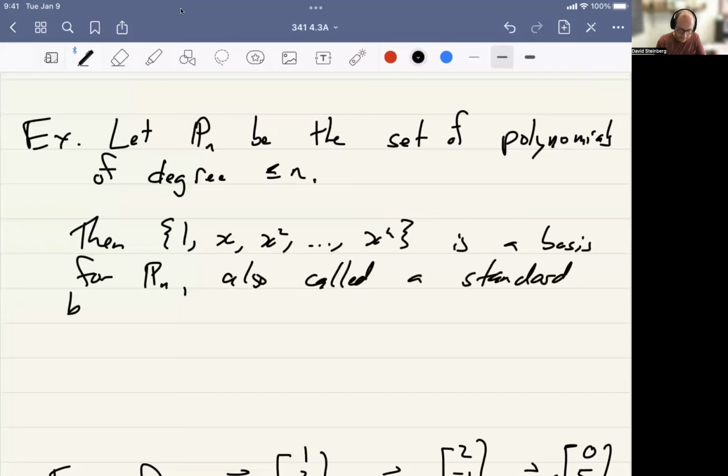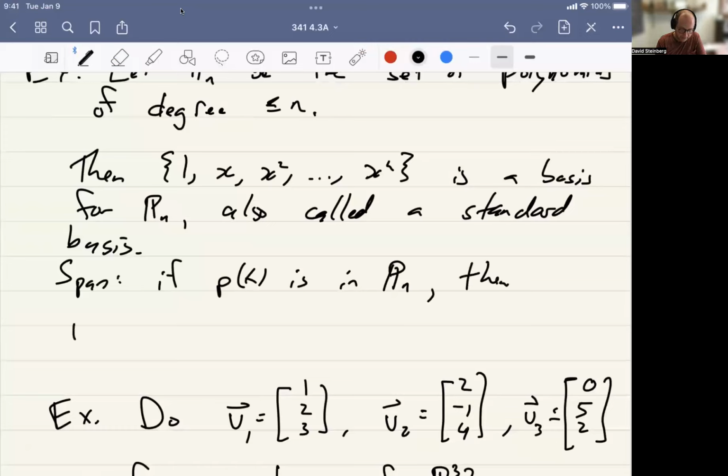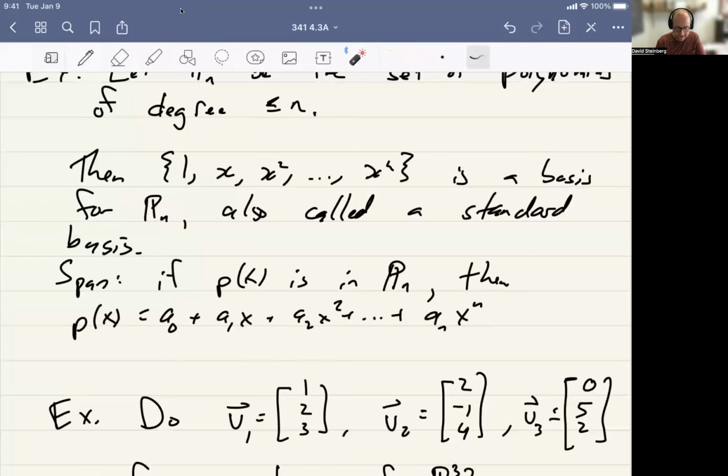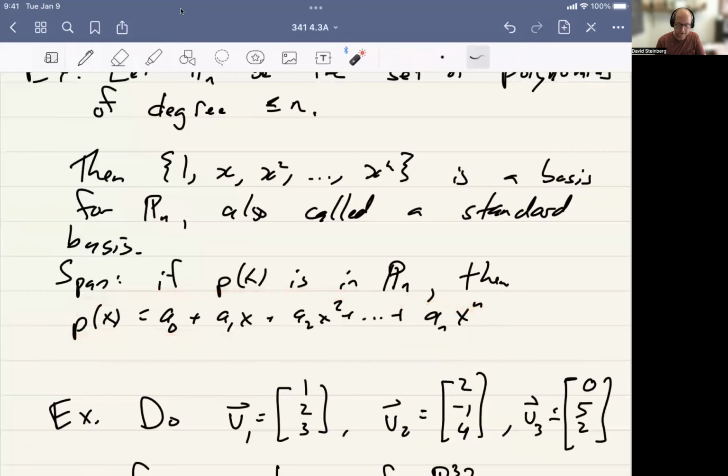Showing linear independence is a deepish theorem of algebra. Showing that it spans is pretty quick. We can at least see why it spans immediately. If P of x is in this vector space, then by definition, P of x looks like a naught plus a1x plus a2x squared, all the way up to an x to the n. So we can see that this really is a linear combination of the basis vectors in our set of vectors.